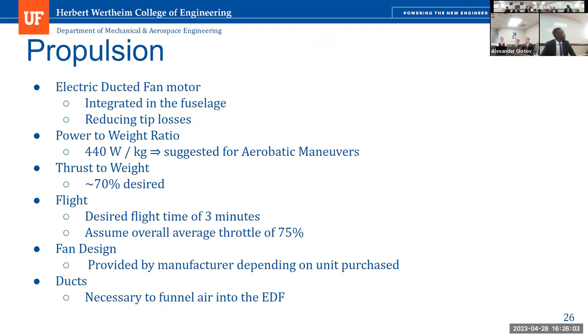So for propulsion, our main key feature was having a ducted fan within the fuselage itself. Some of the reasons for choosing an EDF would be a higher thrust density, better efficiency, as well as experimenting with a design that was rather unique and would allow us to learn more. In addition, the power to weight ratio and thrust to weight were provided from the initial estimates, and the flight was built off of the required class set of rules. In addition, the fan design was mostly provided by the manufacturer. We did not alter what was provided to us, and ducts had to be considered as we need to provide airflow for the propulsion system inside the fuselage.